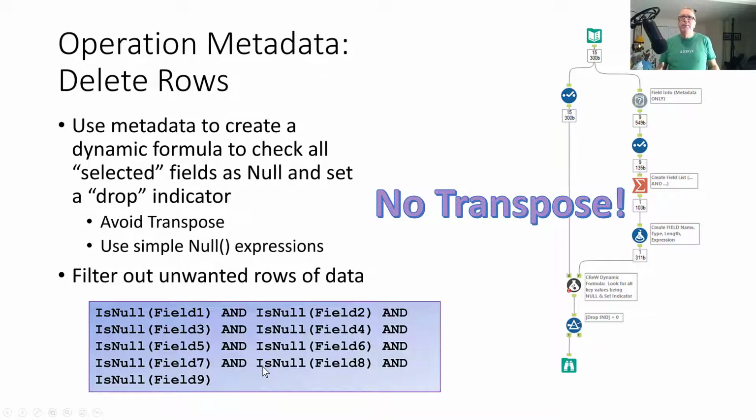So instead of transposing the data, I turn the data column names into a formula. And then I come up with a decision at the end of that formula, a drop indicator. And if the drop indicator is true or false, I can then use a filter to keep or drop the records.